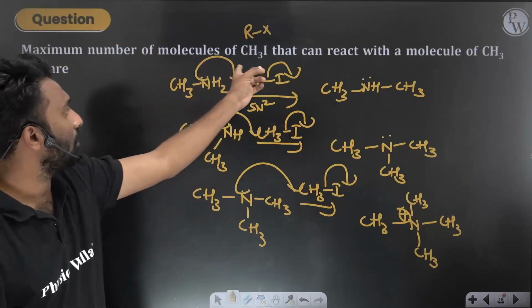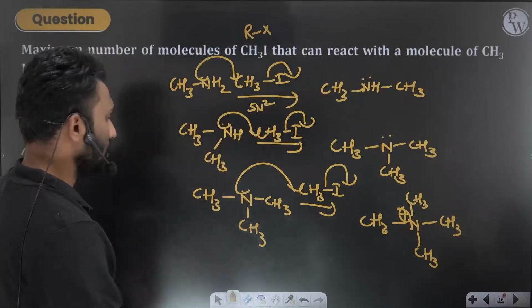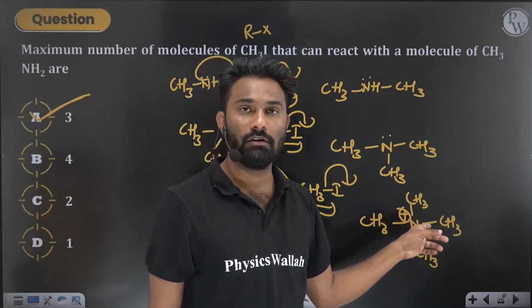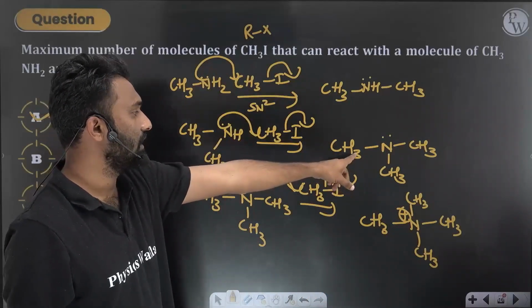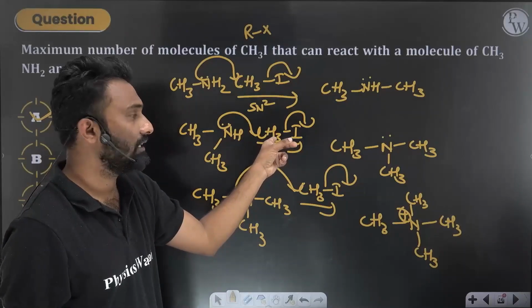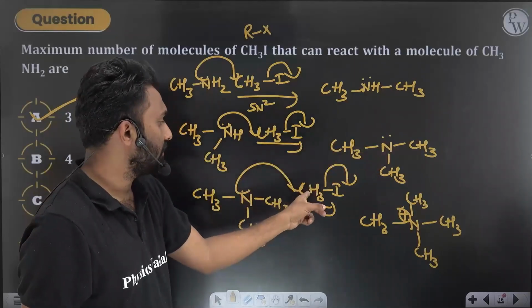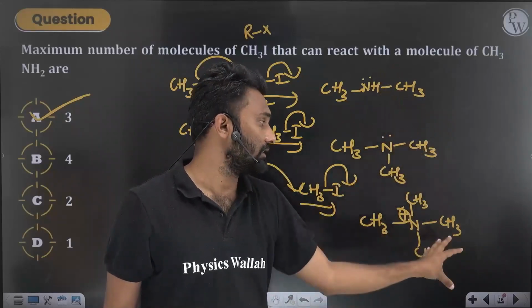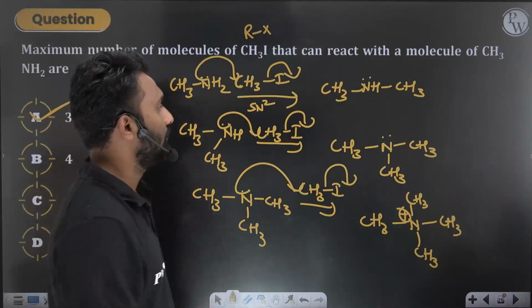Now the maximum number of molecules that can react with the molecule of primary amine: how many? 1, 2, 3, maximum 3. Here there is no availability of the lone pair of electrons on the nitrogen. Where the lone pair is available, that's the reason it is reacting with the alkyl halide. But here there is no availability of the lone pair of electrons. That's the reason these are the maximum number of molecules it can react with. Okay. Next.